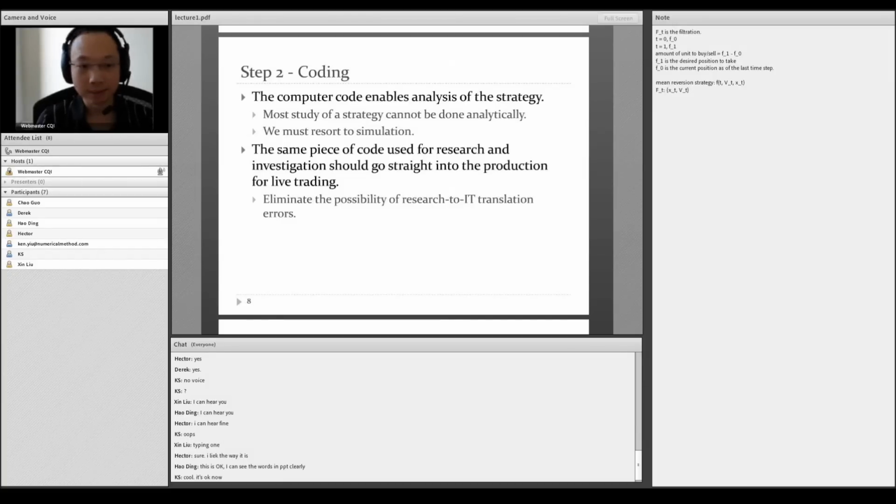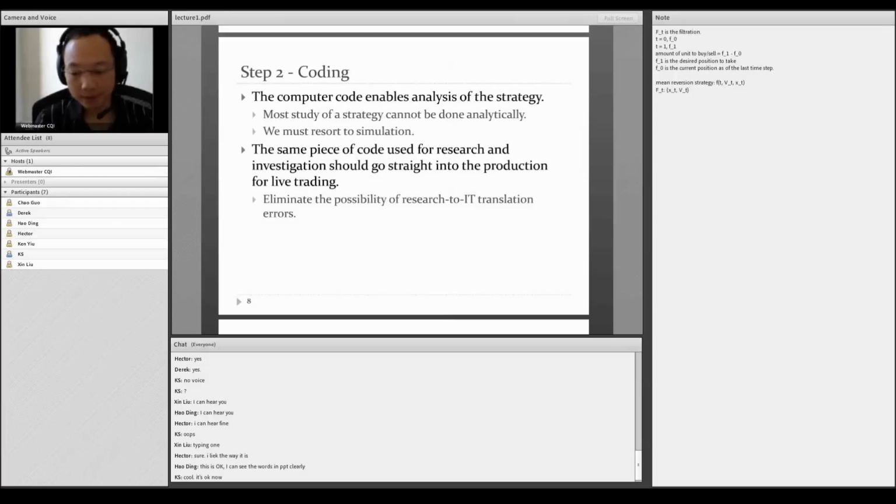Very often, the strategy research and the strategy implementation in a bank, especially a big bank, is done by two groups of people. The research could be done by the quants. They usually do the research in R or MATLAB or even Excel. And then after they come up with a potential model, they will pass the model to the IT, and then the IT will translate the R code or MATLAB code into, say, C++, C Sharp or Java for live execution.